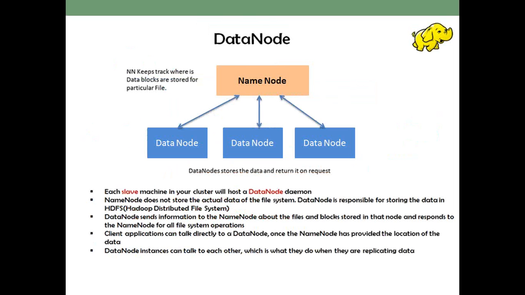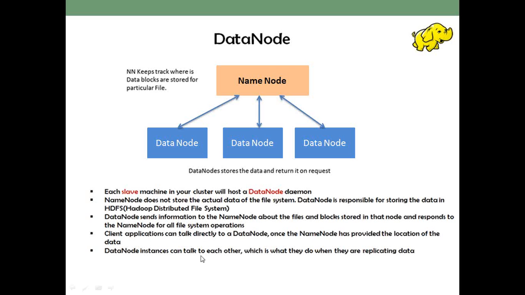The NameNode will have only metadata information. Data nodes only will have the original data. That is the second point, the actual data of the files. Then the data node sends the information to the NameNode about the files and blocks stored in the node, and responds to the NameNode for all the file system operations. Sorry, the data node will send the information to the NameNode.